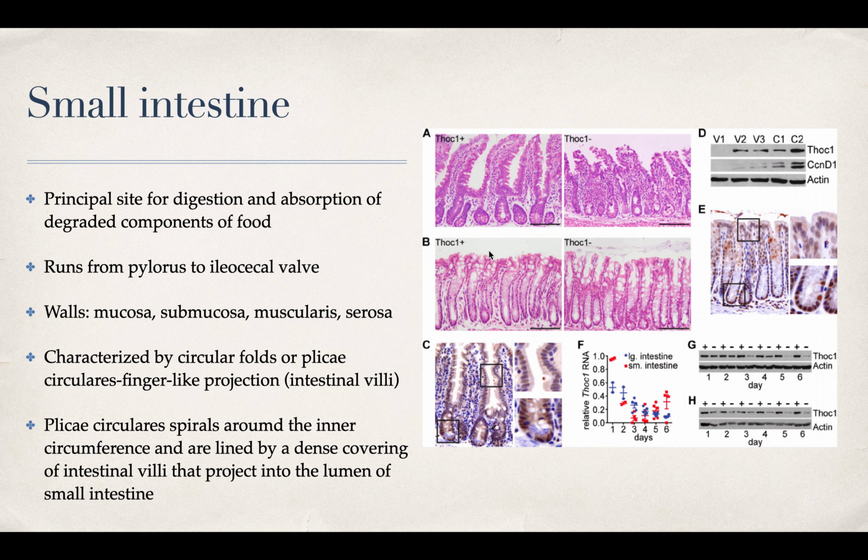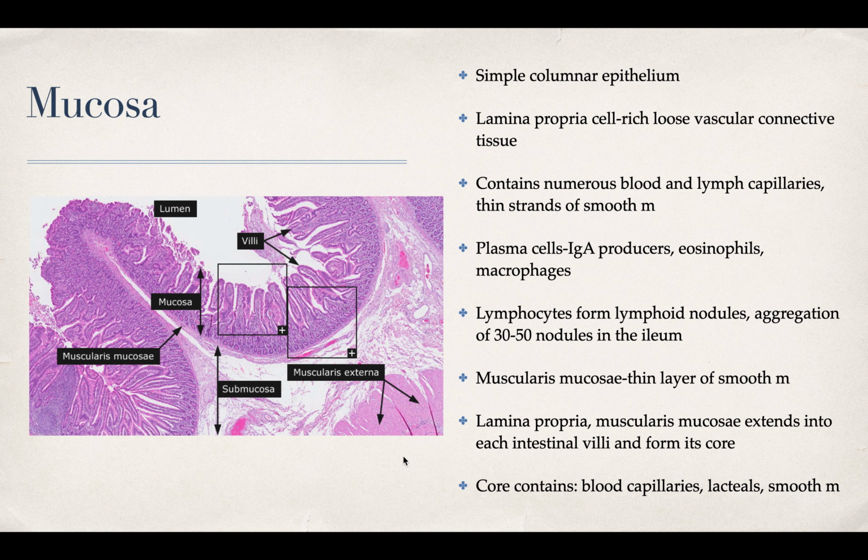like laterally, it looks like these shelves, but they're actually spirals, and they're lined by a dense covering. They're so dense you can hardly pick them apart, of the intestinal villi, and those will project into the lumen of the small intestines in order to increase the surface area for maximum absorption of water or nutrients. So here are the villi. This is going to be the lumen, the mucosa, and the smooth muscle.